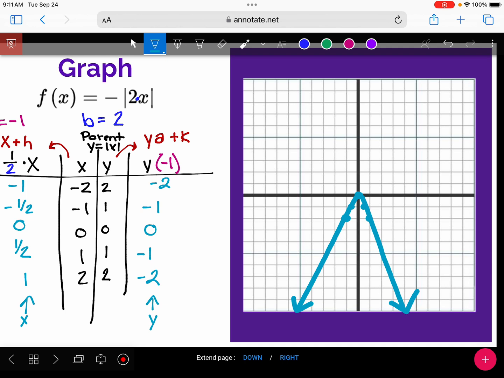So we can look back through our transformations. Our A of -1 gave us a reflection over the x-axis. That's what made it upside down. And our B of 2 is a horizontal compression. So it's been squished this way, which makes it skinny and long. So it's a horizontal compression and a vertical reflection.